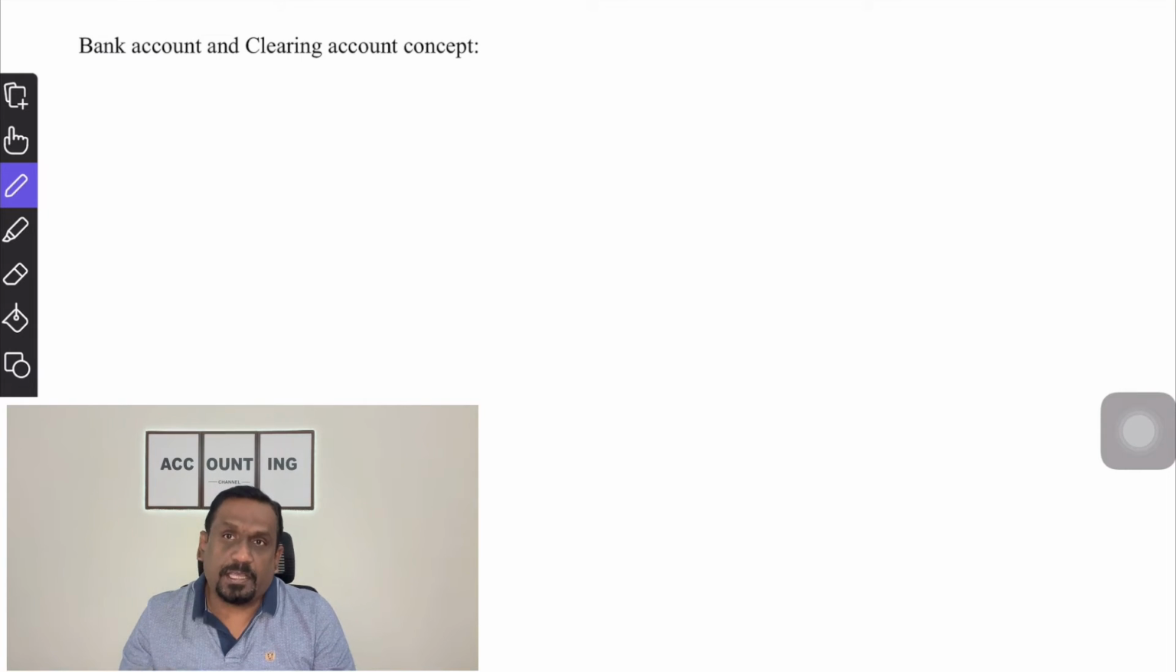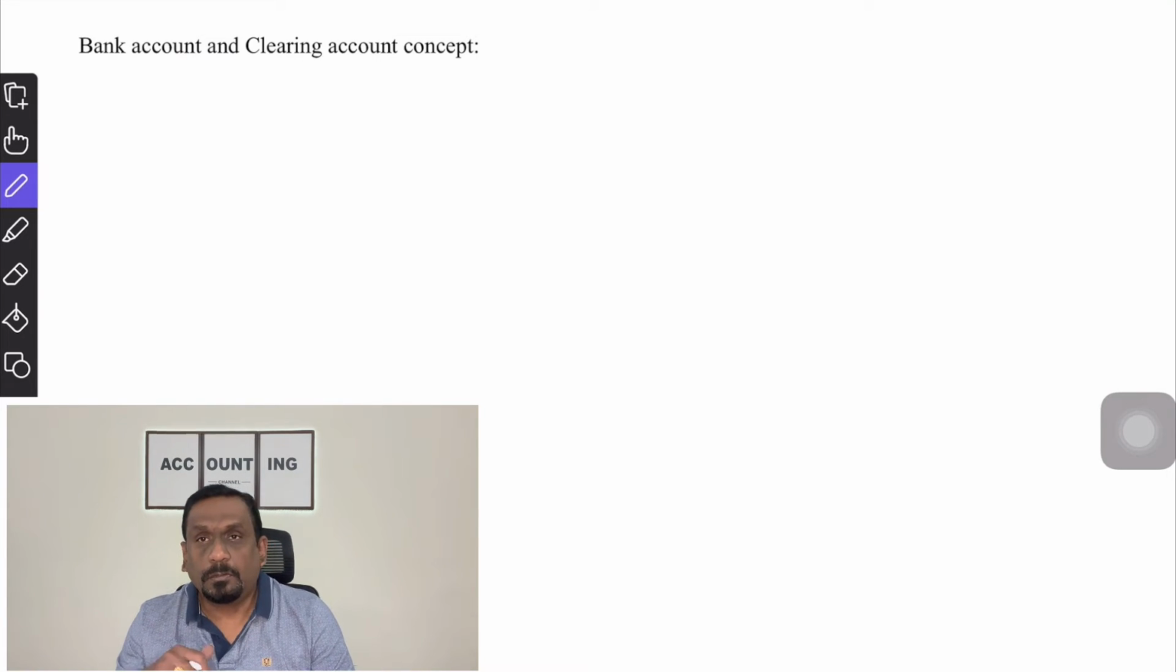Once these two entries are posted, they have to be cleared against the entries which were already posted in the clearing account. What are those entries that would already be there in the clearing account to adjust against these two? That is something we are going to discuss now.